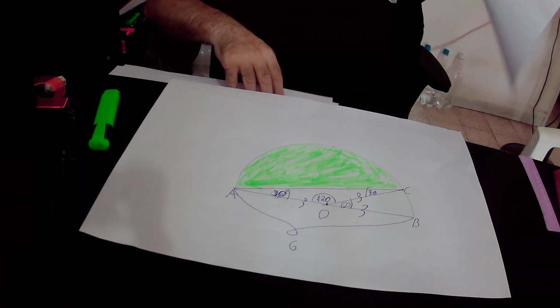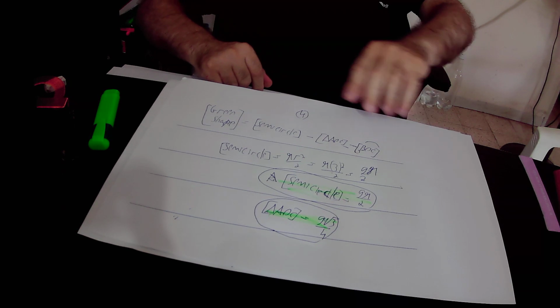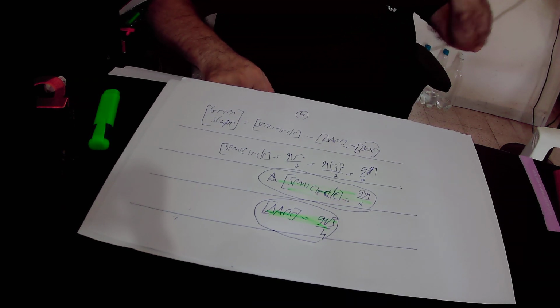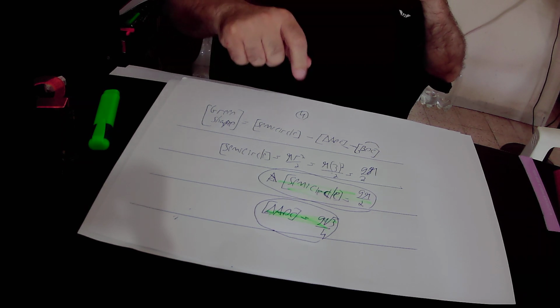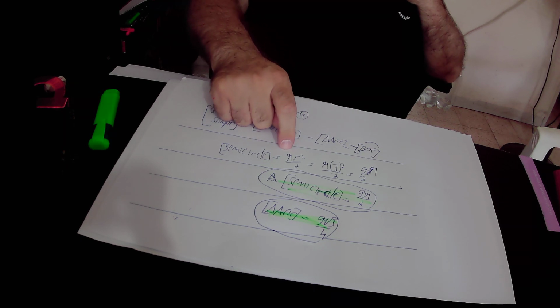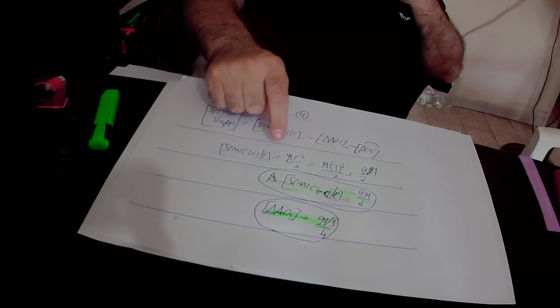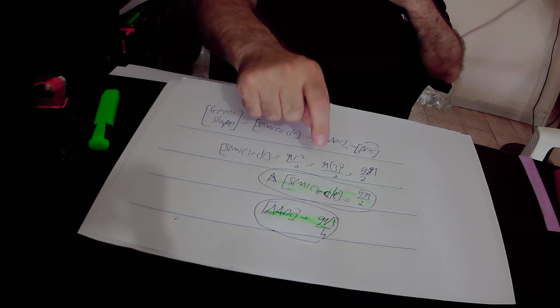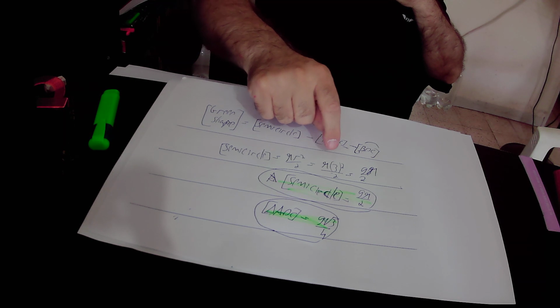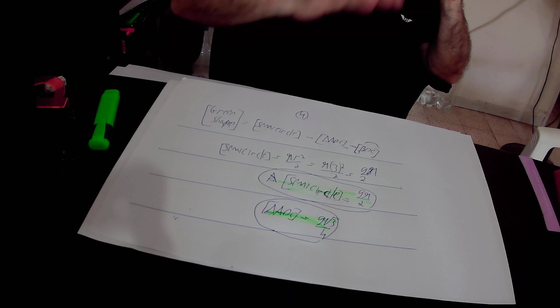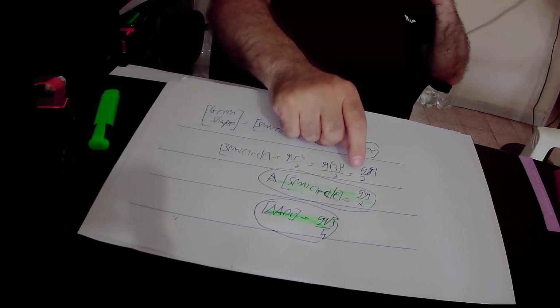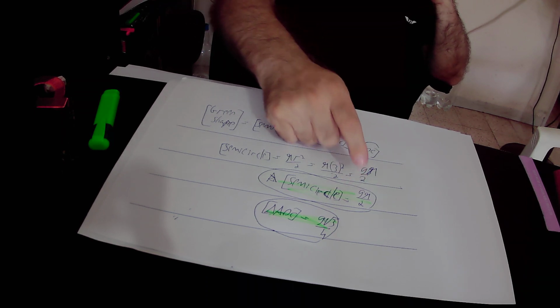Repeat again, the area of the green shape equals the area of the semicircle minus the area of triangle AOC minus the area of sector BOC. The area of the semicircle is equal to the area of the circle over 2. The area of the circle is pi r squared, and if we divide it by 2, we get the area of the semicircle. R equals 3, so pi r squared over 2 is pi 3 squared over 2. 3 squared is 9, so in total this expression equals 9 pi over 2. So the area of the semicircle equals 9 pi over 2 square units.